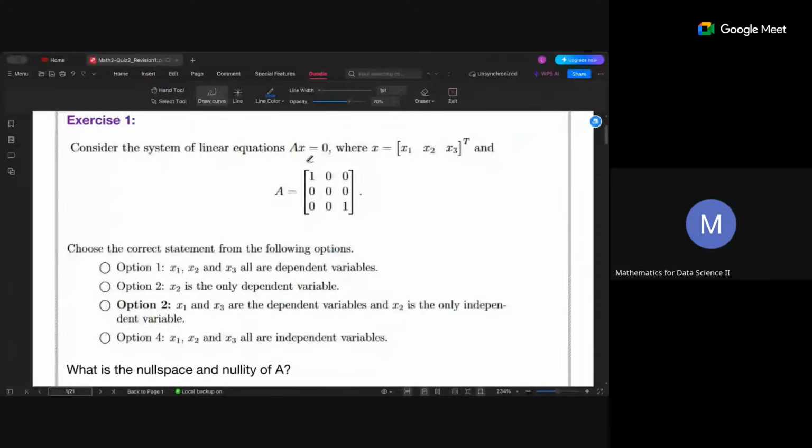Okay, so here is a quick problem. Consider the system of linear equations Ax is equal to 0. So this is your matrix A. Choose the correct statement from the following options. So from this matrix, what are the dependent and independent variables? We have to look at the pivot elements. So first of all, is the matrix already in RREF form? No. The second row should be the last.